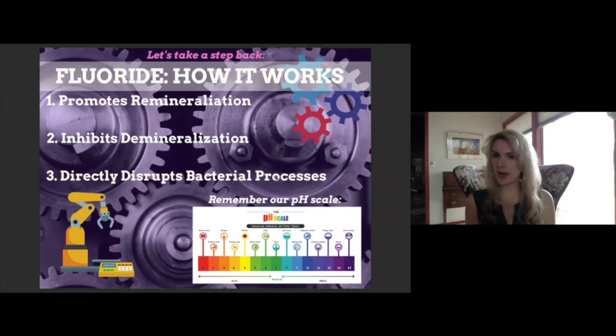So let's take a step back. Fluoride, how does it work? One, it promotes remineralization. It actually permeates the tooth structure and makes it stronger. Secondly, it inhibits or prevents demineralization from further happening. It makes your oral environment stronger, which can prevent the breakdown of those teeth via acids. And third, it actually directly disrupts bacterial processes. It can inhibit or prevent bacteria from thriving. So it's very, very effective, and that's why it's recommended.